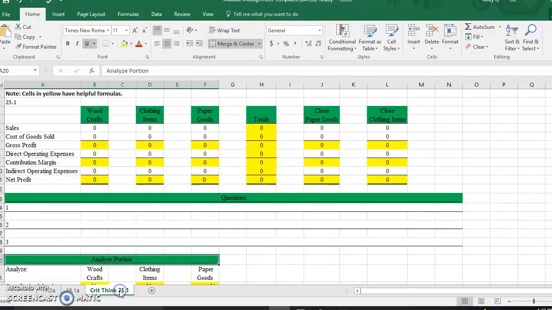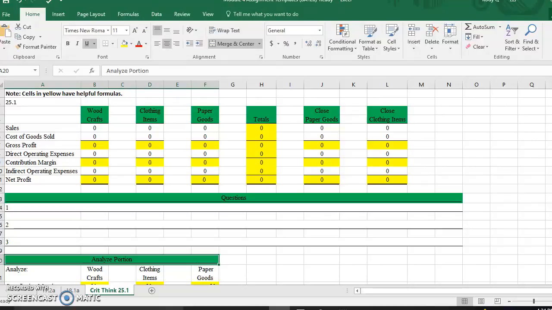And then last is your critical thinking for 25.1. This is a great cost-benefit analysis work exercise to see what is the best way for us to maximize our profits, looking at different product lines and things like that. So critical thinking 25.1 is on page 898.